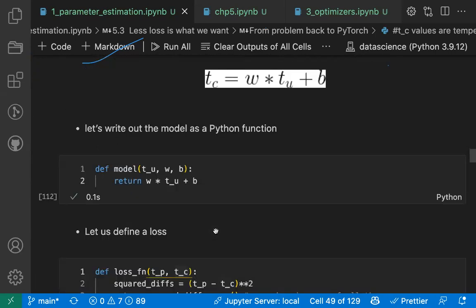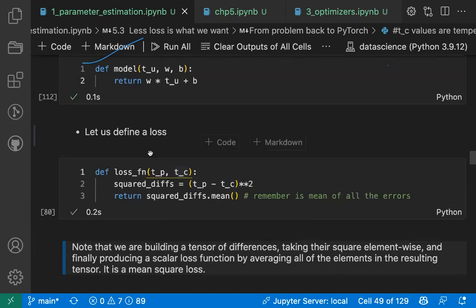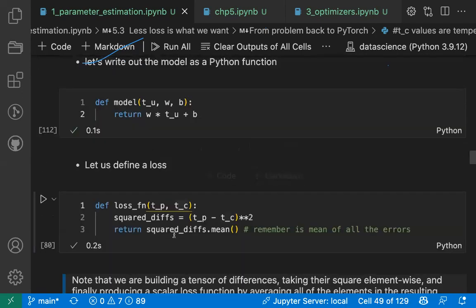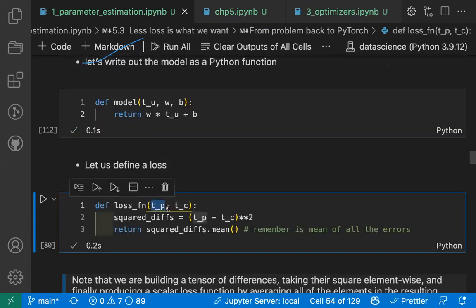Now, this means that for our loss, what do we do? Given the prediction, we subtract from the ground truth, right? So given the prediction and given the ground truth, the values in Celsius, we find the square difference. Can you see TP minus TC to the power 2? This is the square. And now we return the square difference. Can you see square difference dot mean?